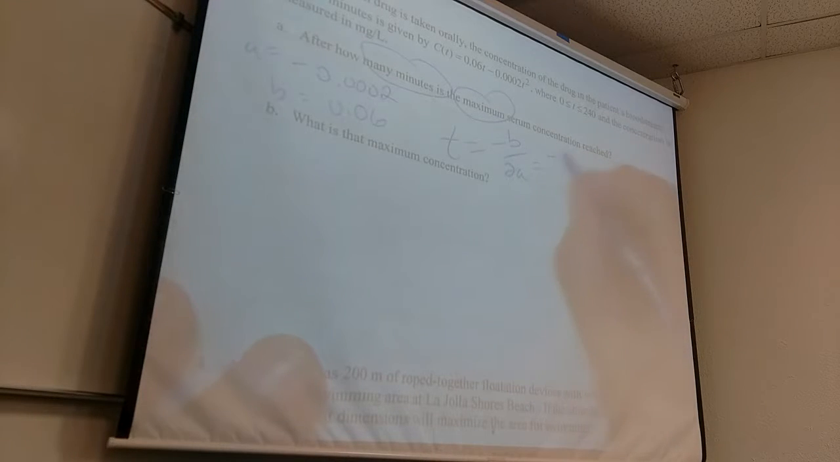If you don't have a calculator, you're probably going to freak out a little bit. B is 0.06. And A is the 0.0002. Let me show you why you don't need a calculator.